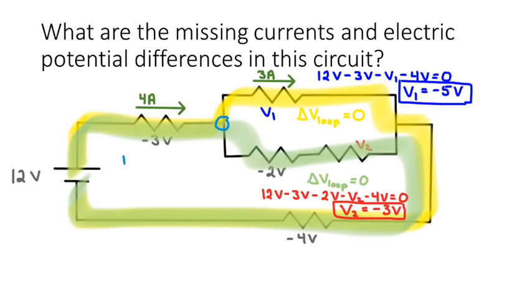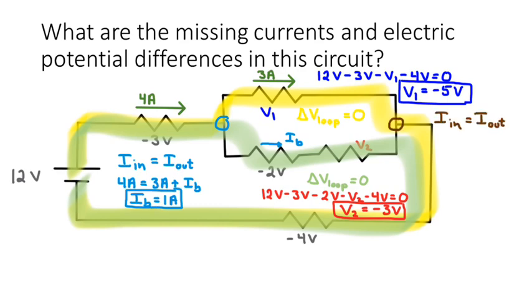To find the missing currents, just realize that there is a junction right there. The current going in has to equal the current going out. So I'm going to call that current through that resistor IB, for I bottom. And so 4 amps has to equal 3 amps plus that missing current. So that missing current has to be 1 amp. And then realize that there's another junction on the other side. And so the current coming out has to be 4 amps. 4 amps went in, 4 amps have to come out.